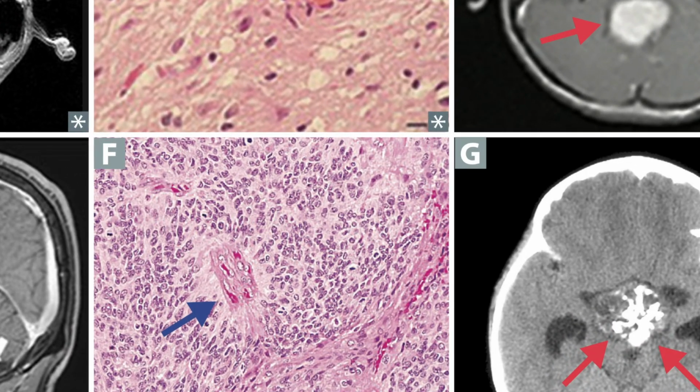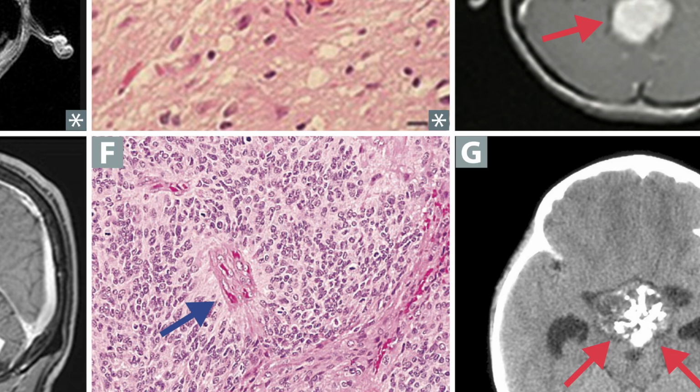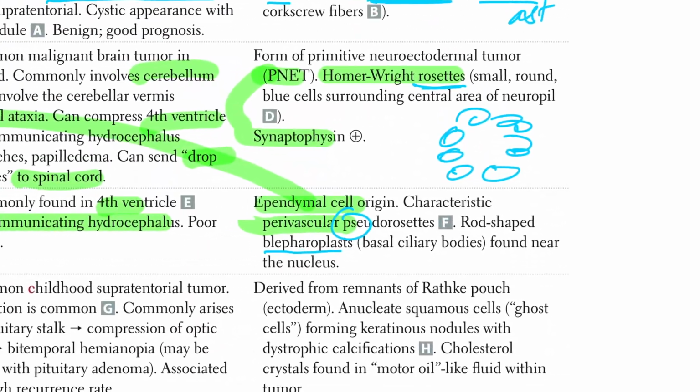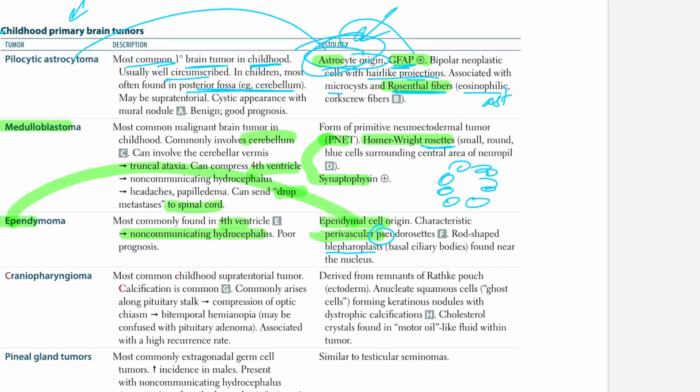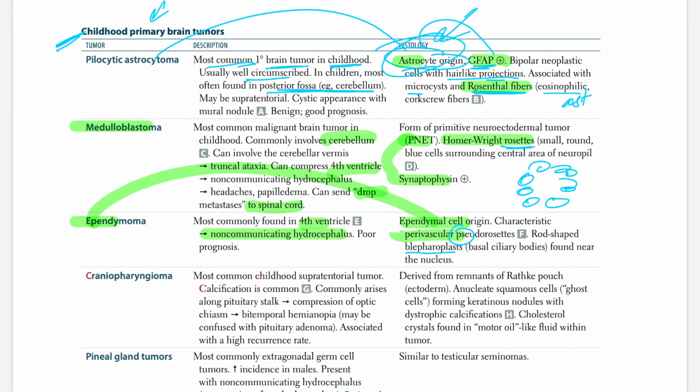Here you can see picture F. We have the rosettes, but they are not properly centered. They are like this. Pseudo sort of rosettes. Okay. And perivascular. So all you got to know is this is ependymoma, meaning ependymal cells. Ependymal cells, again, perivascular, on the side of the vessel.